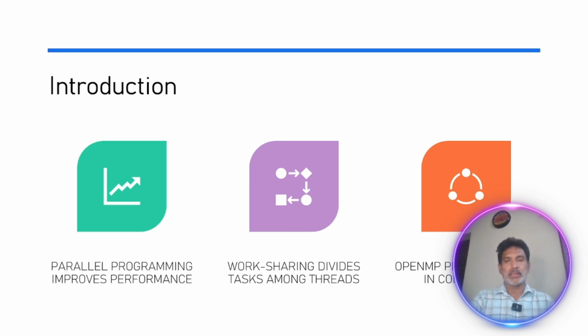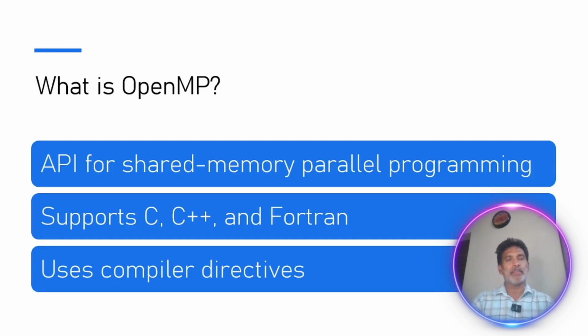Let us understand a little about OpenMP. What is OpenMP? And also we will understand how work sharing constructs are used in OpenMP for parallel processing. OpenMP is an application programming interface, that is API, designed to support multi-threaded parallel programming in languages like C, C++, and Fortran.